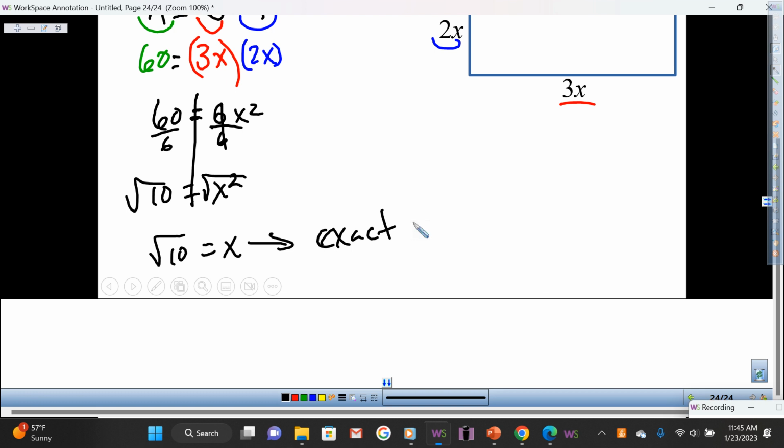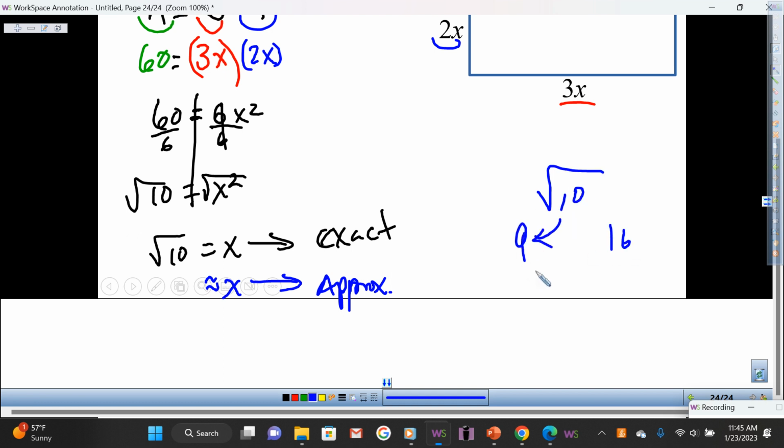Because on the homeplay, I think one problem or two, they're going to ask you to give the exact amount. This is exact. However, when we do the extra step and get the decimal, that's what? Approximation. Whenever we find the decimal. And the decimal, you know how to find that, right? Yes? So this is approximately 3 point something.